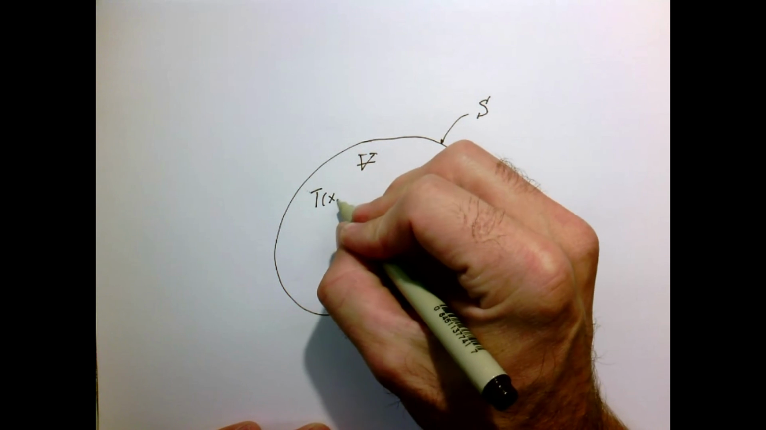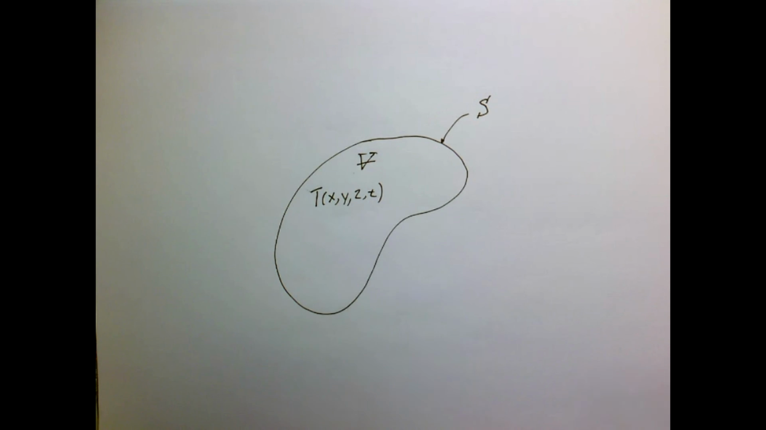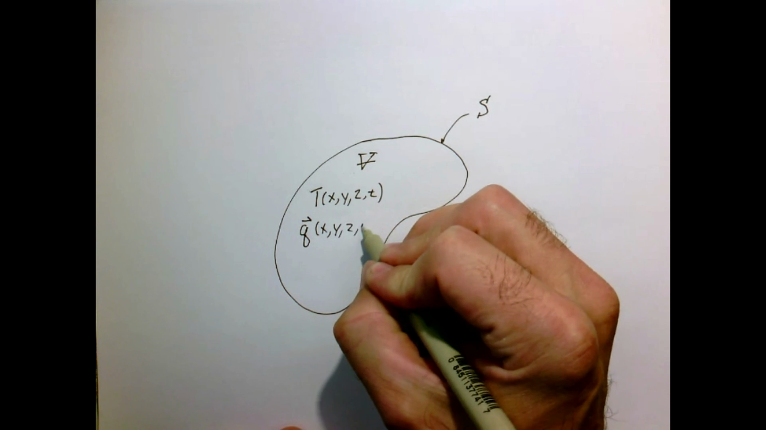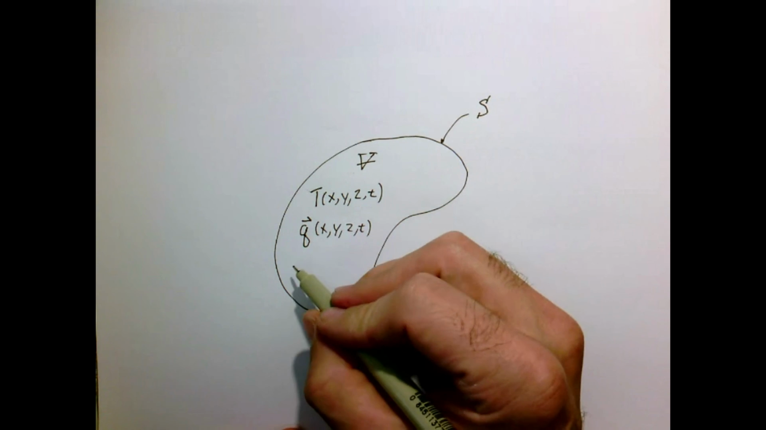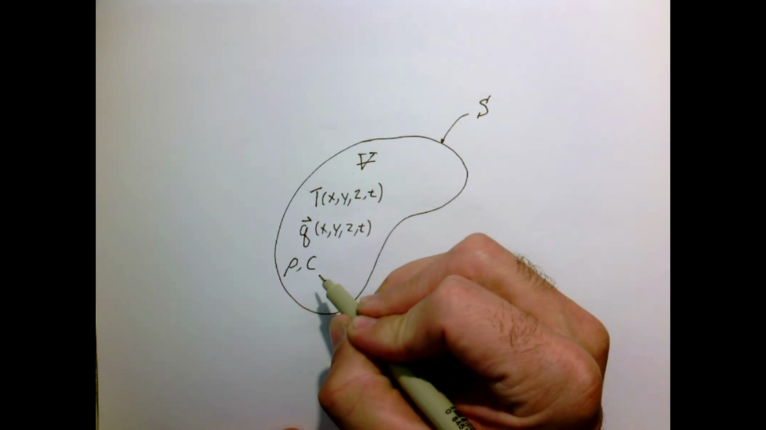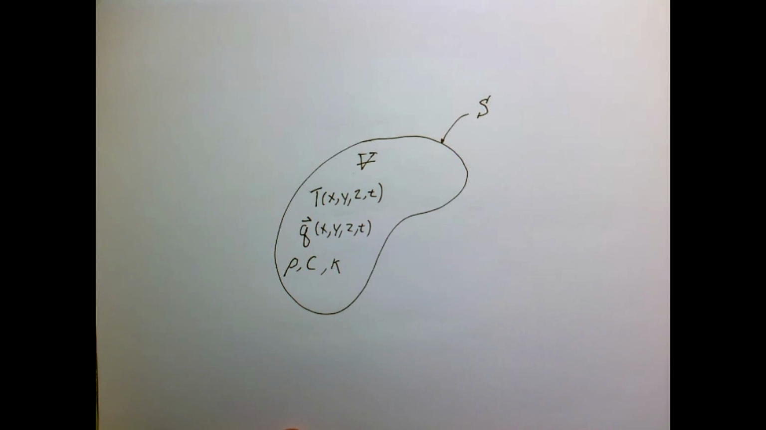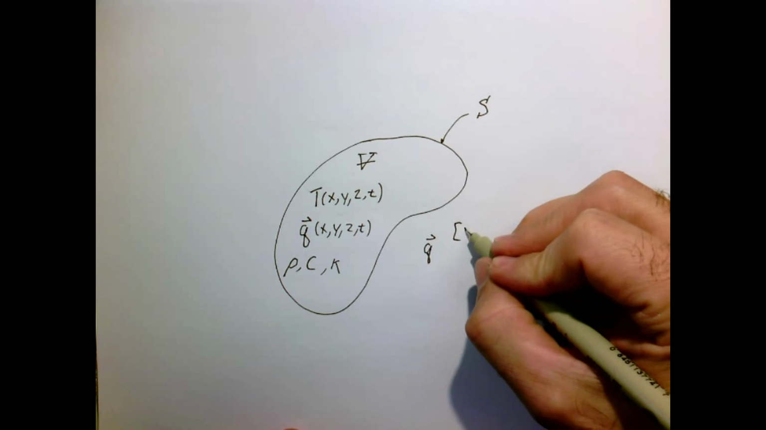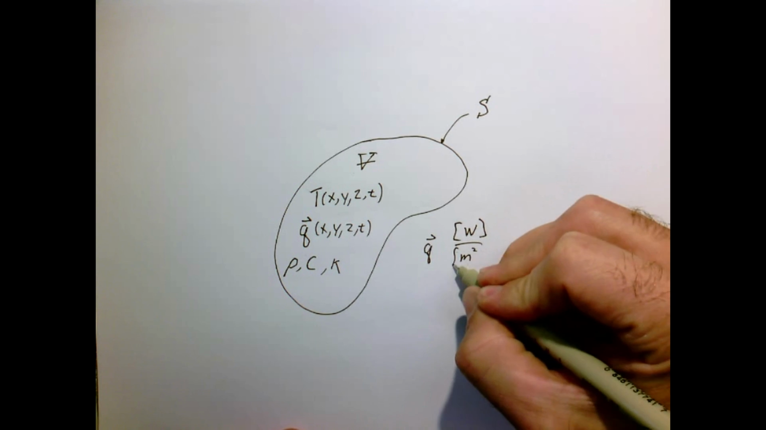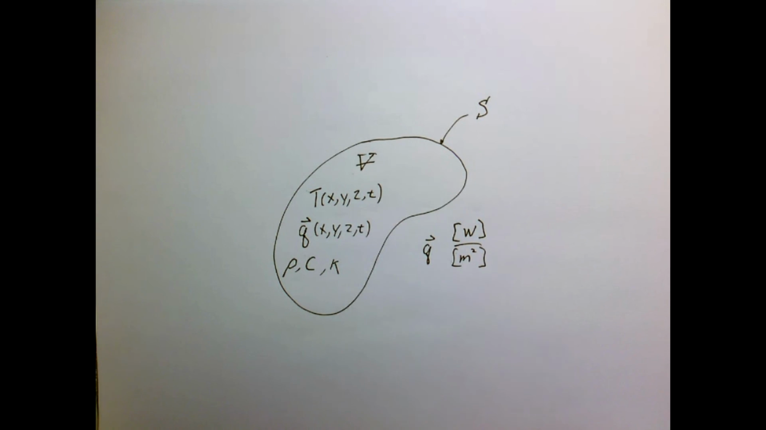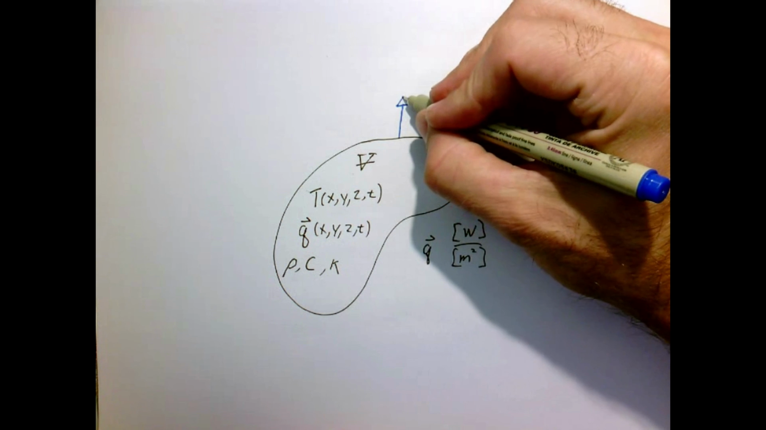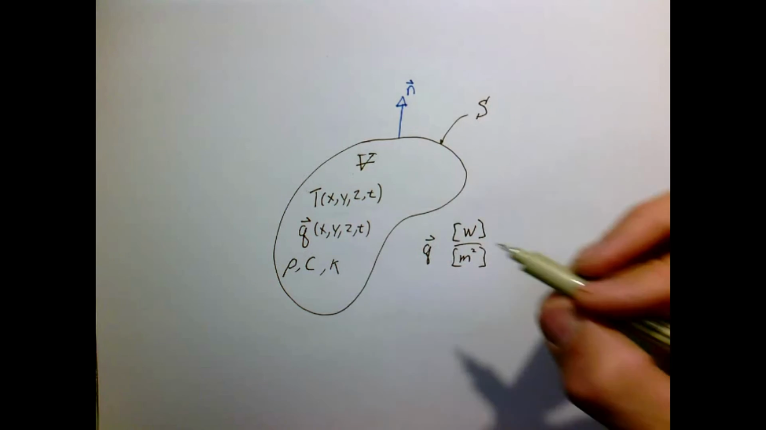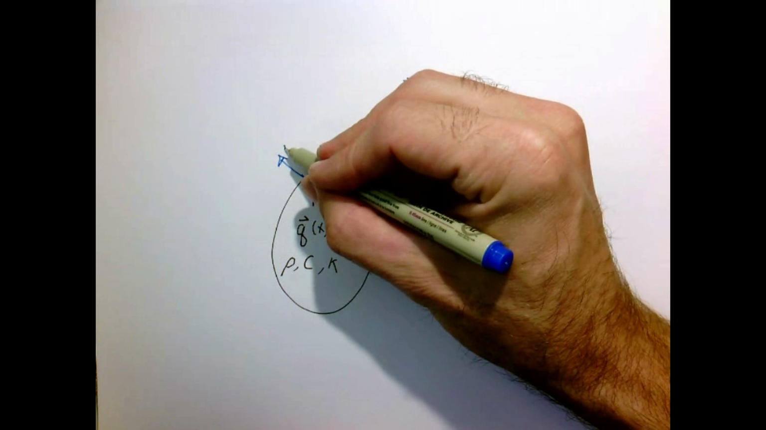Inside our material, we're going to have a temperature, a function of x, y, z and time, and we're also going to have the heat flux vector. It will also be a function of x, y, z, and time. And our material is going to have constant properties of density, specific heat, and thermal conductivity. Now remember that the heat flux is a vector, so it has magnitude and direction, and its units are watts per square meter.